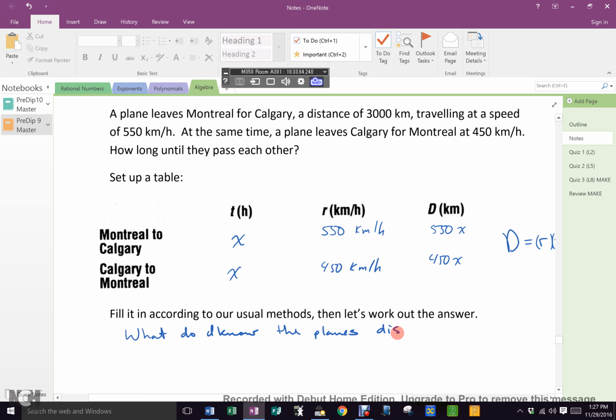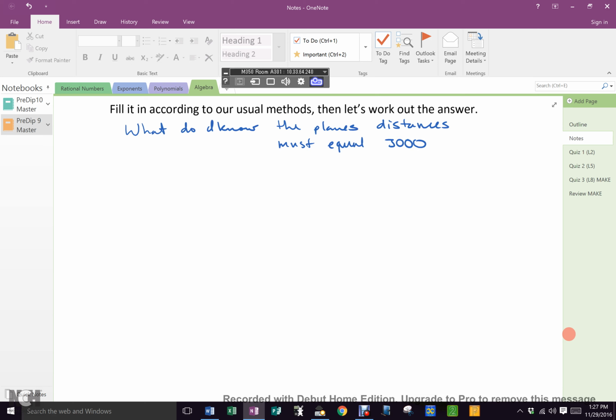The planes' distances must equal 3,000, yes? Why? Well, that's how far apart they are, right? Leighton and I are 5 steps apart. If I take 3 steps to Leighton, and he takes 2 steps towards me, will we meet? How far will we have traveled? We'll have used up a fraction of the 5 steps. Leighton took 2, I took 3.